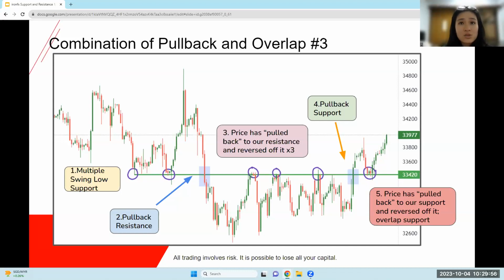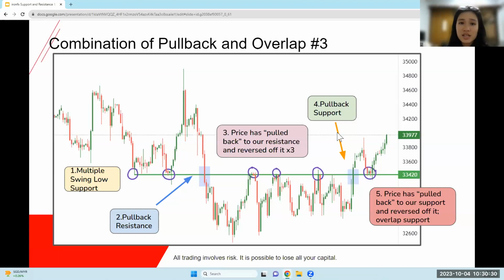So once again, combination of pullback and overlap. Firstly, we have a multiple swing low here, 1, 2 circles here. Point two, pullback resistance. Once price breaks the multiple swing low support, it then becomes a pullback resistance, and then it reverses, pulls back to our resistance, and reverses off of it 3 times here. Once price breaks out of this overlap resistance, it then becomes a pullback support once again.